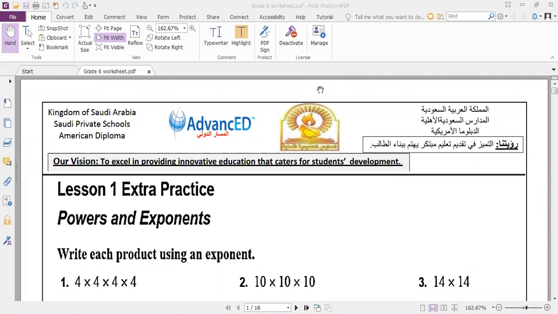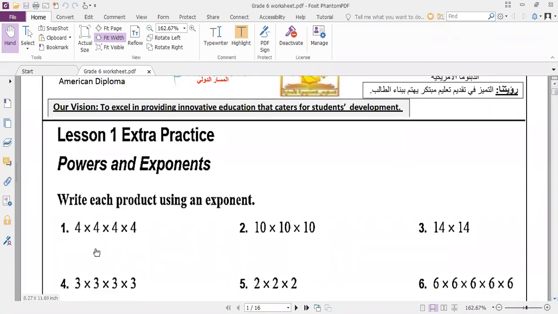Today we'll make a revision about some math examples and lessons. Our first lesson is talking about the power or the exponent. If we have a number that is multiplied by itself many times, I can convert it to another shape. I will convert it to a power, like here.